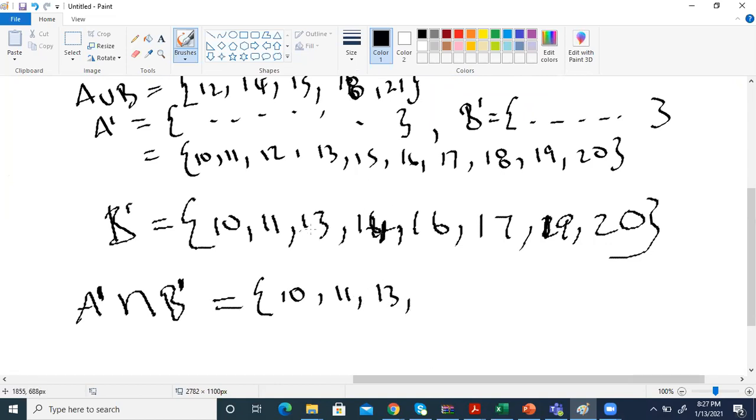15 is not in both of them. 15 is in the complement. So 16, 17, 19, and 20.